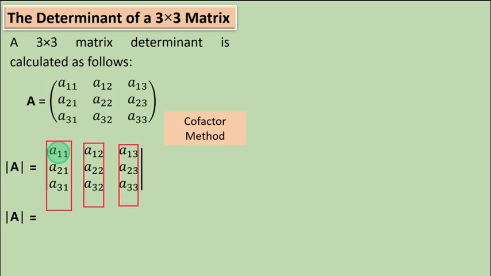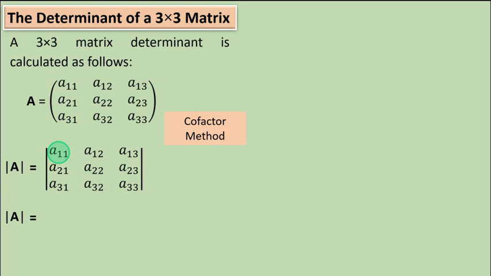We can use any of them, but in most textbooks, authors and teachers use the first row as if it's a must, you must use the first row. I want to tell you, you are free to use any row or any column to evaluate the determinant. Having explained that, now let's see.